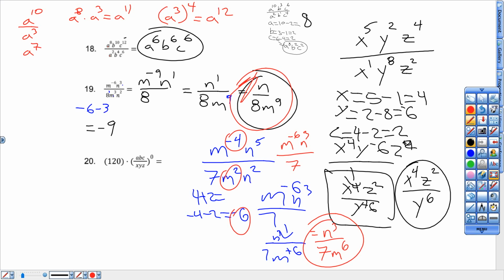All right, this guy. What's anything to the 0 power? 1. So this is 120 times 1. 120. Oh, that's it. They're just trying to hammer home. Yeah, okay. Doesn't matter what that is. 0 power is 1. Could be a million, billion. 0 power is 1. Anything else is still 1.